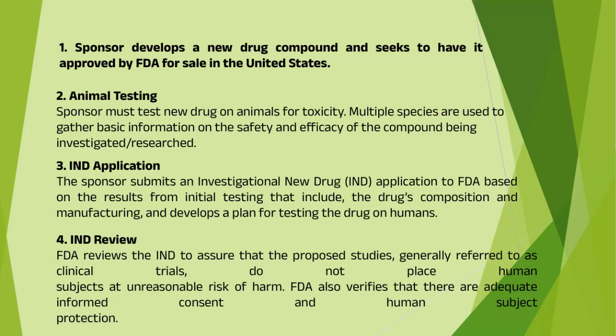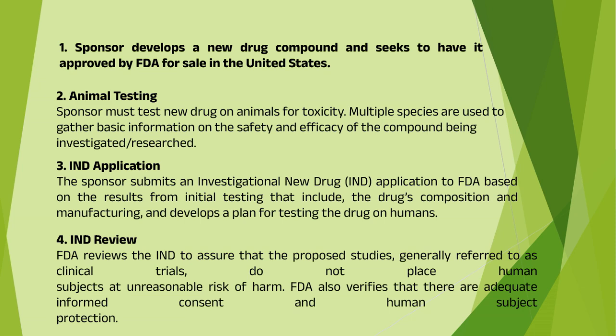Stage 1. Sponsor develops the new drug compound and seeks to have it approved by FDA for sale in the United States. Stage 2. Animal testing. Sponsor must test new drug on animals for toxicity. Multiple species are used to gather basic information on the safety and efficacy of the compound being investigated or researched.